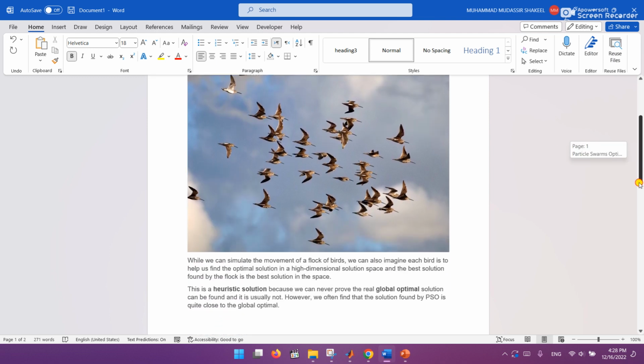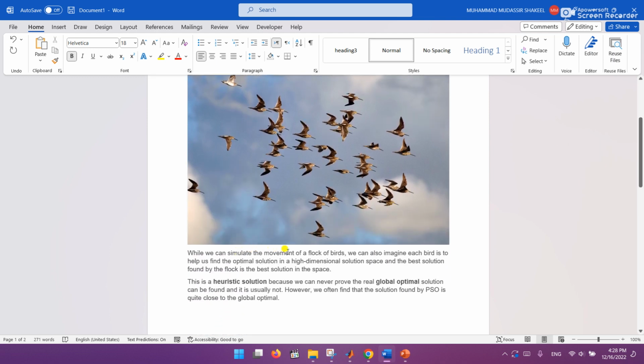So here you can see that while we can simulate the movement of a flock of birds, we can also imagine each bird helping us find the optimal solution in a high dimensional solution space. And the best solution found by the flock is the best solution in the space. So PSO is a heuristic solution because we can never prove the real global optimal solution can be found, and it is usually not. However, we often find that the solution found by PSO is quite close to the global optimal.